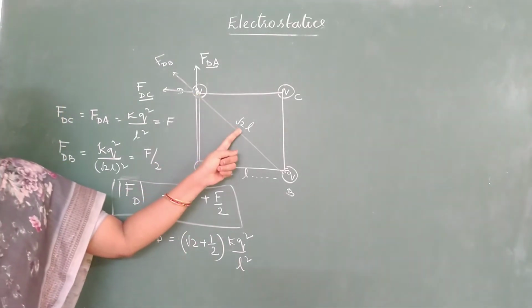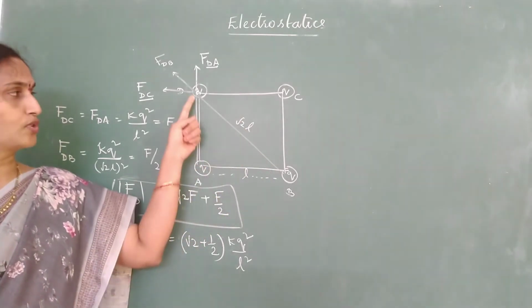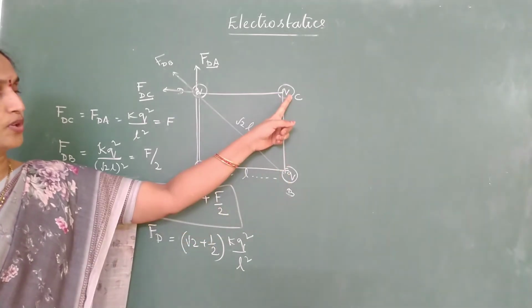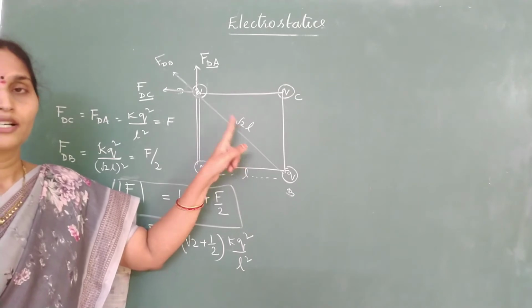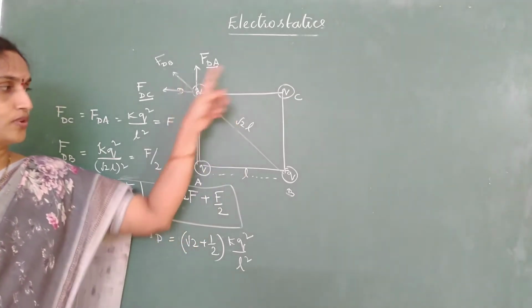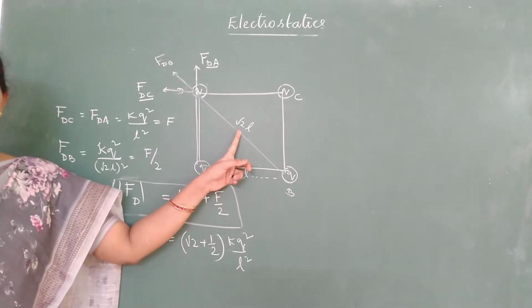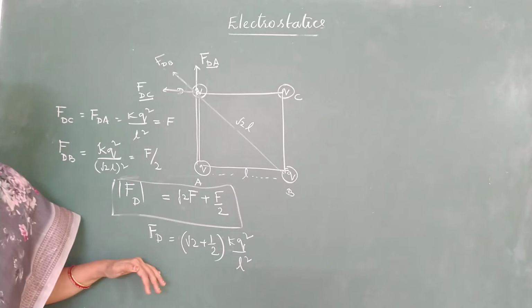If the question is what is the force acting on the centroid, again all the forces get cancelled. Force due to D is cancelled by force due to B, and force due to C is cancelled by force due to A if you keep a charge at the center. So the net force acting at the center of 4 point charges of equal magnitude will always be 0. So this is an example for a system containing 4 charges.